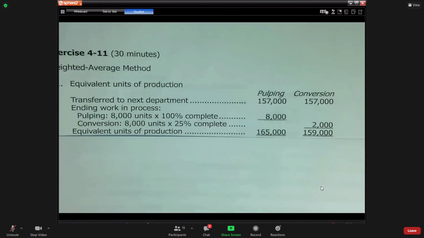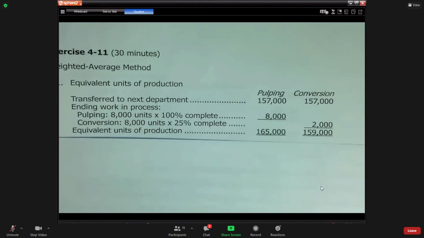Okay. That's step one. Step two, what cost do we have? Do they tell us the cost added during March? 31,300. Do they tell us the cost in the beginning?